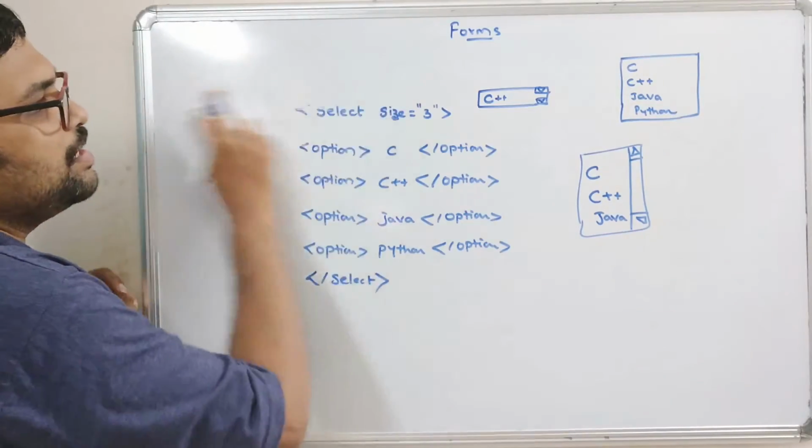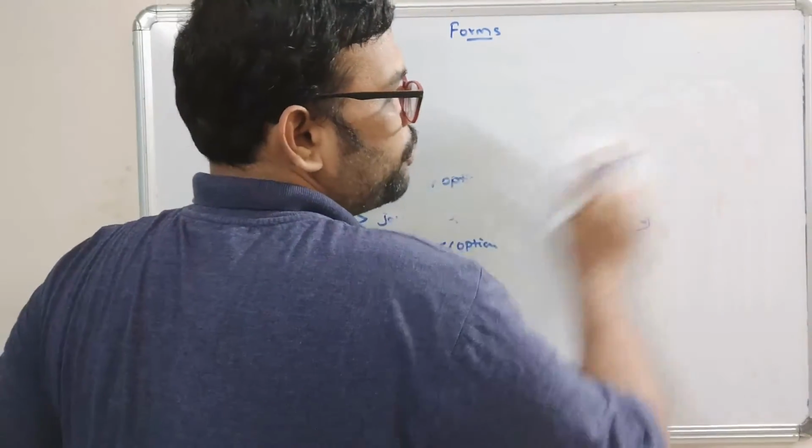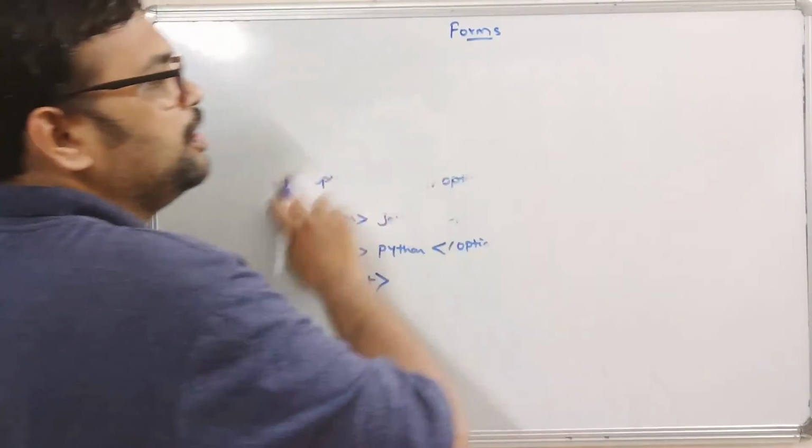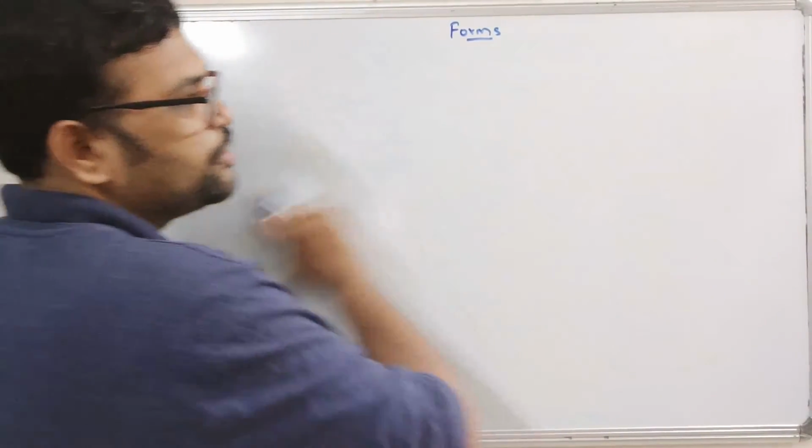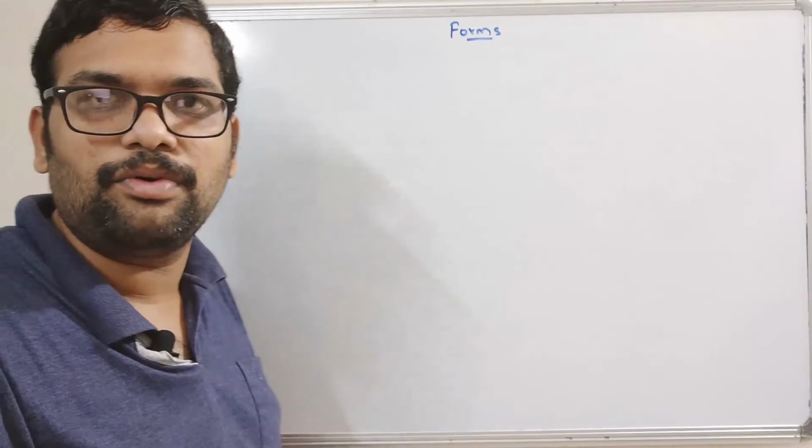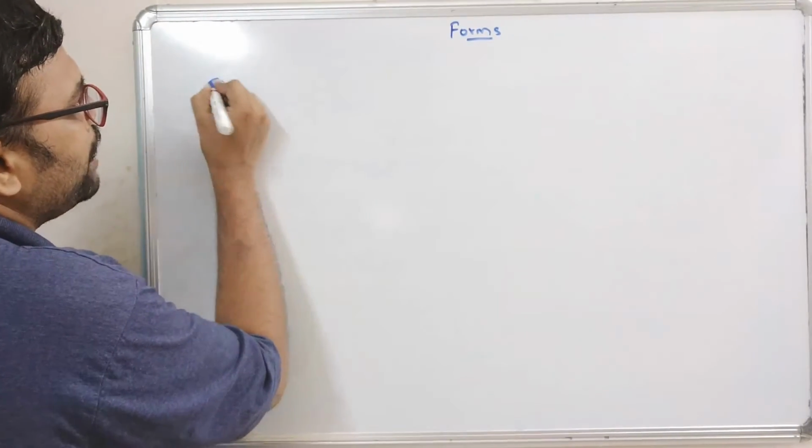So the next one is file upload. I will execute this program and I will show you all the attributes and everything, each and every case while executing the program. Okay, need not worry, I am just giving the syntax and overview, right? So the second one is file upload.